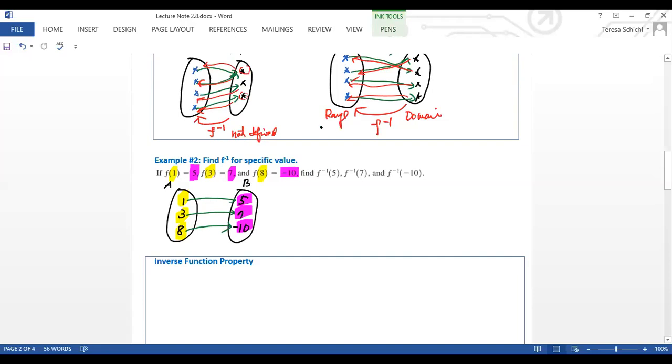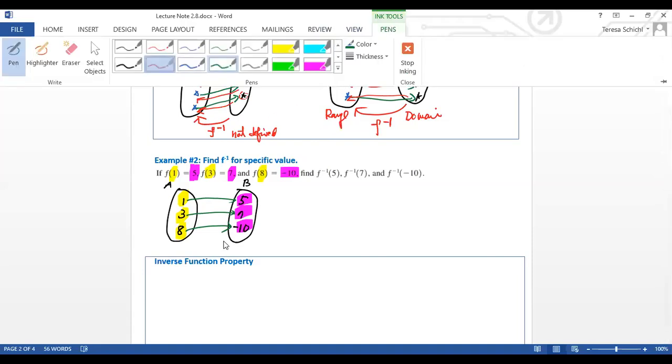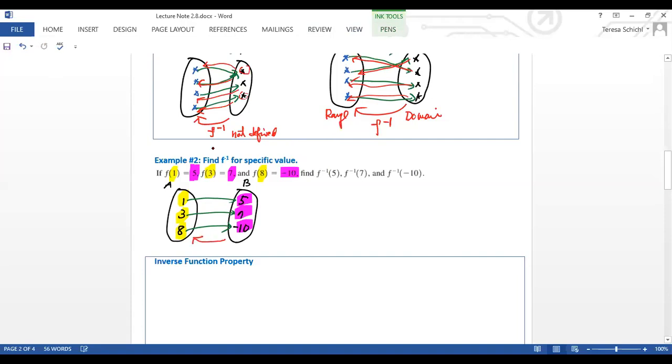Okay, now the f inverse is here, right? So what is f inverse? You go backward. So what is f inverse of 5? Going backward, it goes to 1, so this is equal to 1. What is f inverse of 7? 7 goes backward to 3. What is f inverse of negative 10? This one goes backward to 8. Okay, so that's how we find the f inverse.